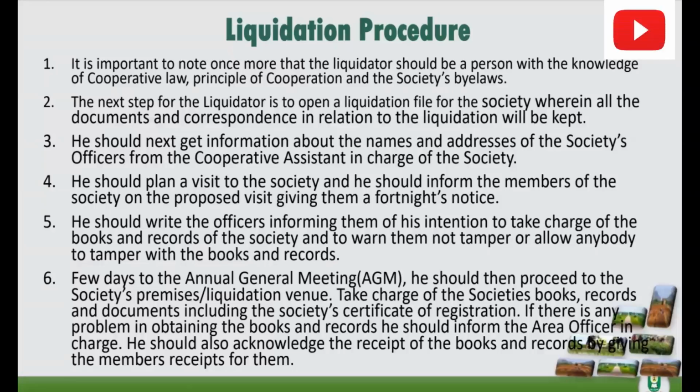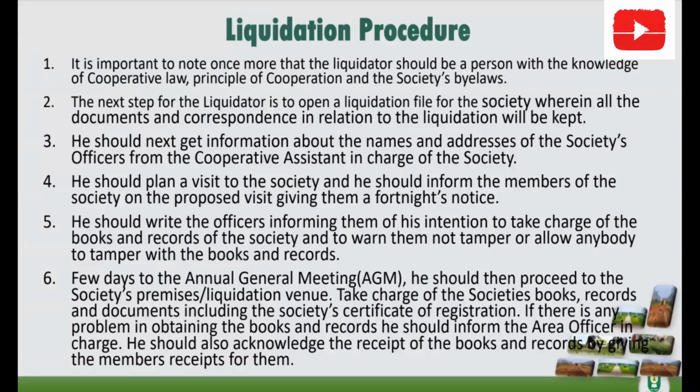Number four, he should plan a visit to the society and he should inform the members of the society on the proposed visit, giving them a fortnight's notice. Number five, he should write the officers informing them of his intention to take charge of the books and records of the society and to warn them not to tamper with or allow anybody to tamper with the books and records.